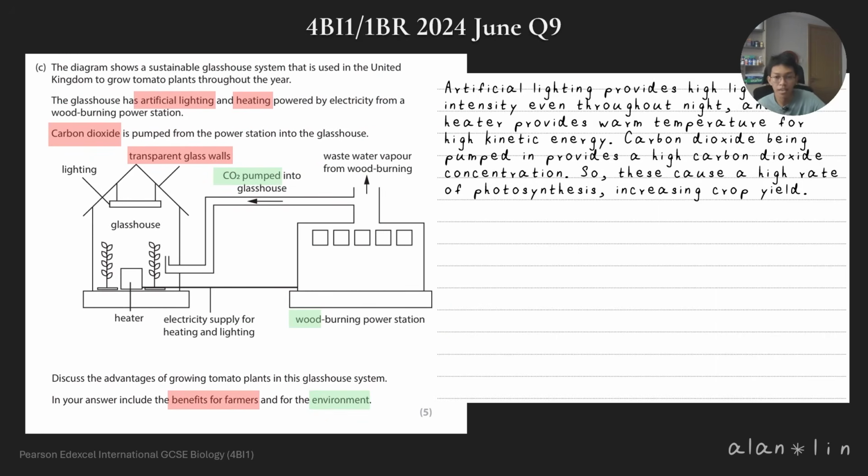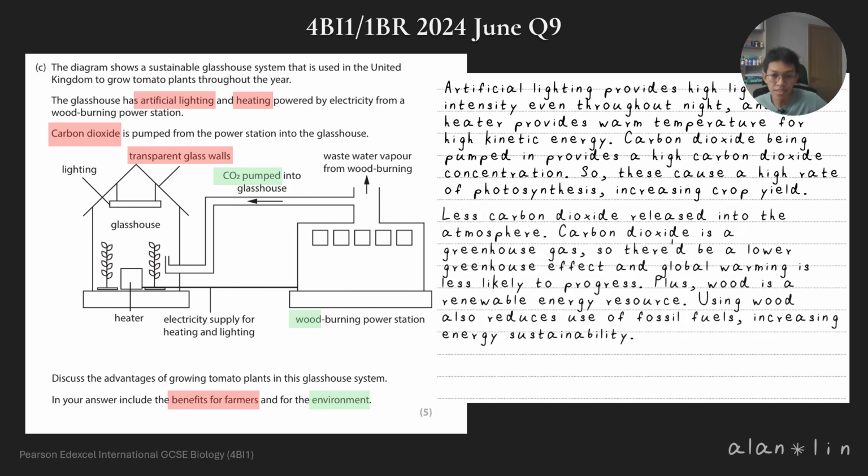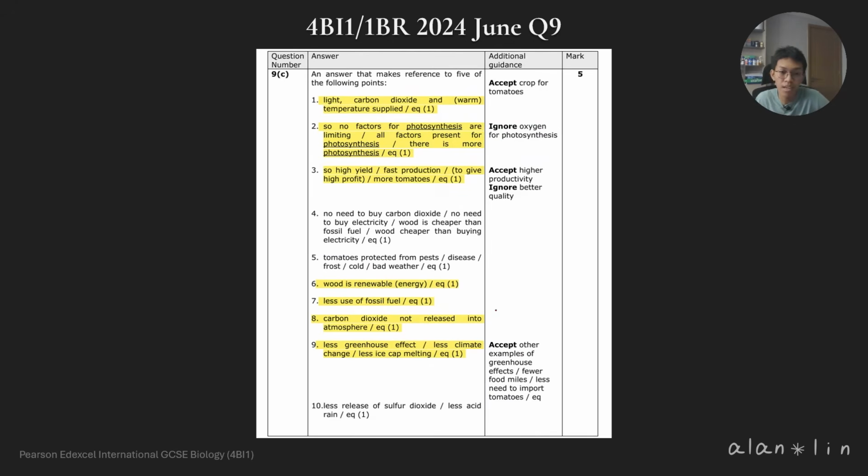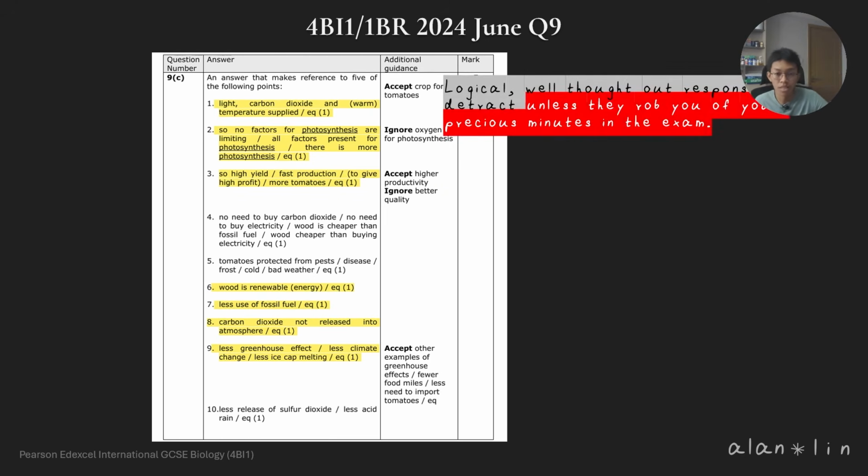And here is my model answer. This is the part for the farmer's advantages, and this is the part for the environment's advantages. And if we look at the mark scheme, I am going to be getting 4 plus 3, which is 7 marks. And that's already overkill because we only need 5. But I still like to write logical, well thought-out responses, because it still makes sense, but try to limit what you're going to write if you think that you are losing time by writing these extra points.